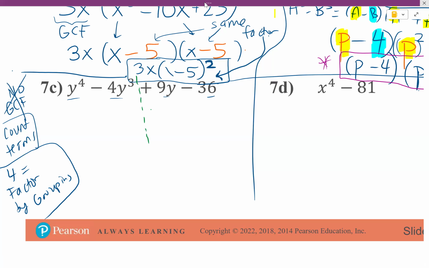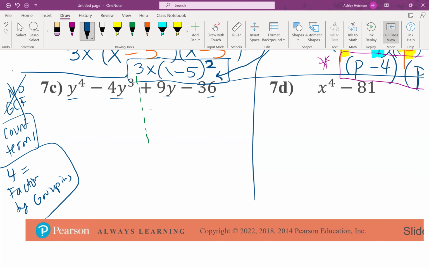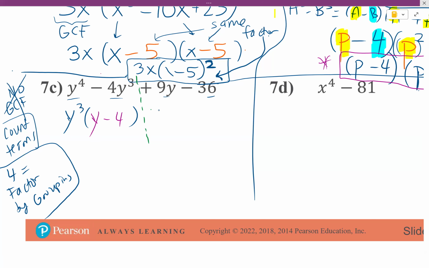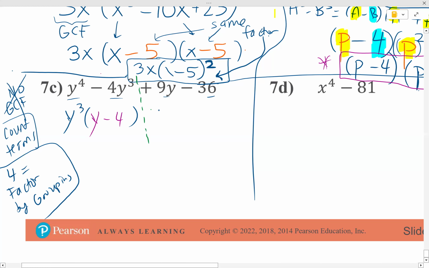So I'm going to break it down the middle. What do the first and the second term have in common? Y to the third. If I take y to the third out, what's left? I would need a y minus 4 in order for that y cubed to distribute to make that first and second term. All right, between the third and the fourth term, I can factor a 9 out.